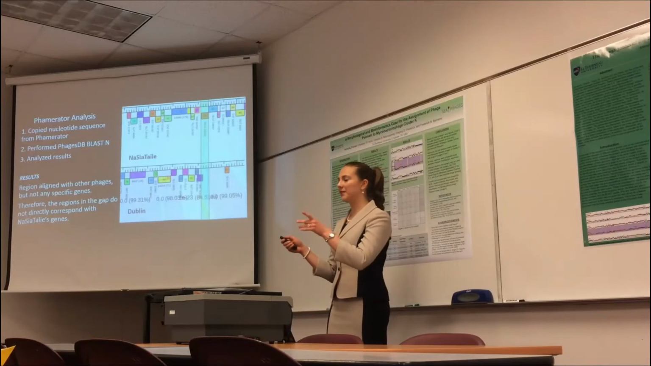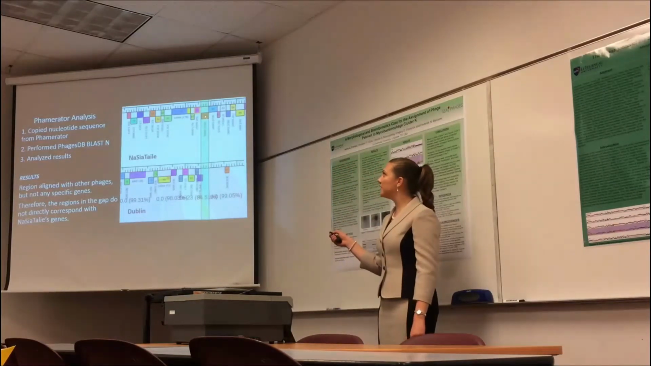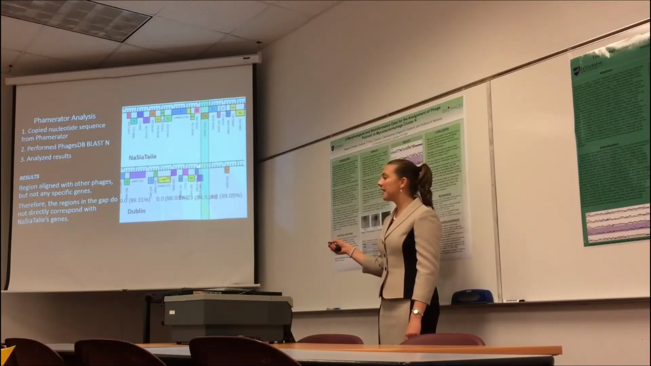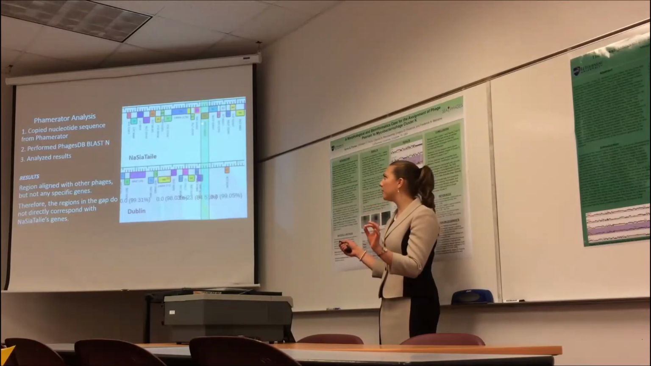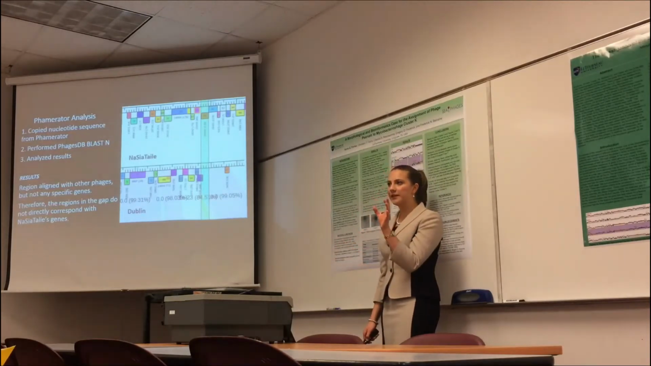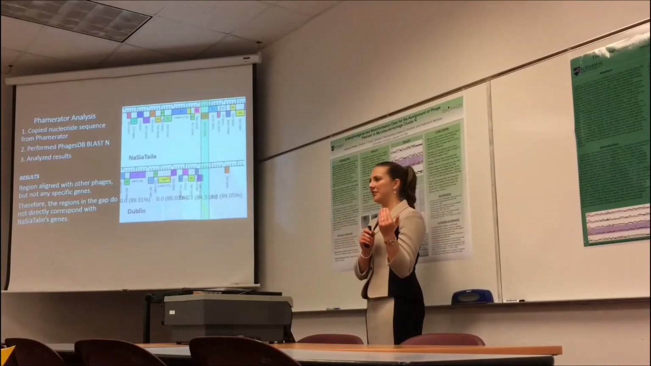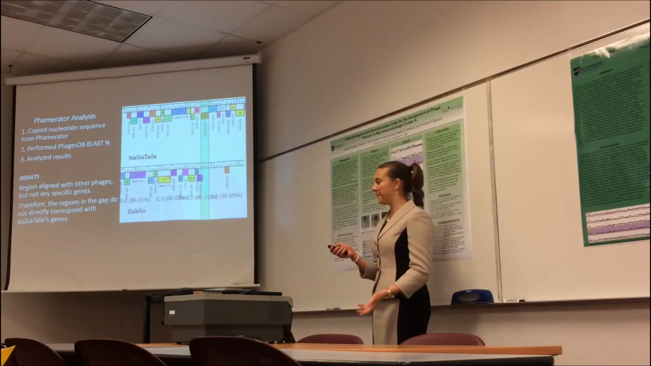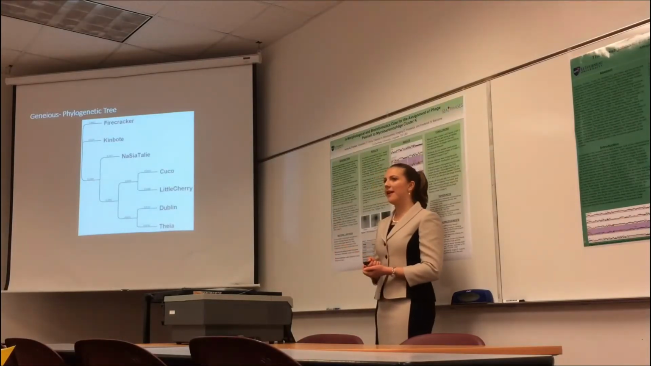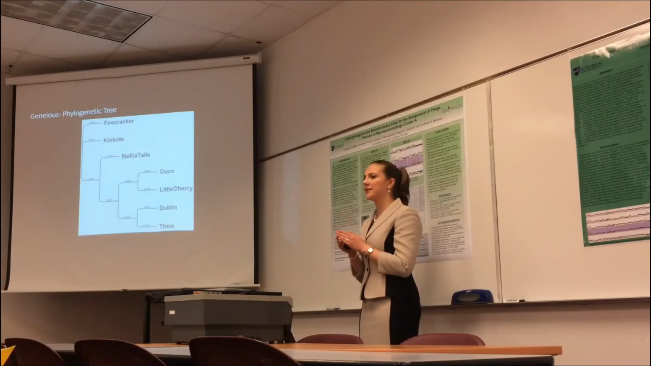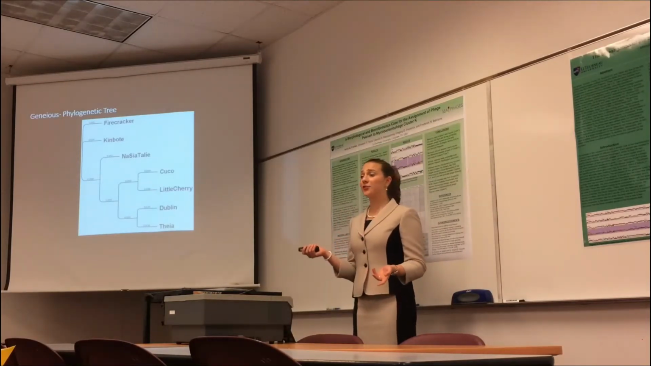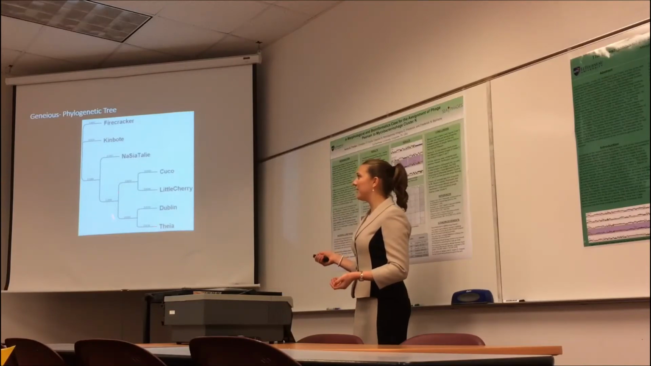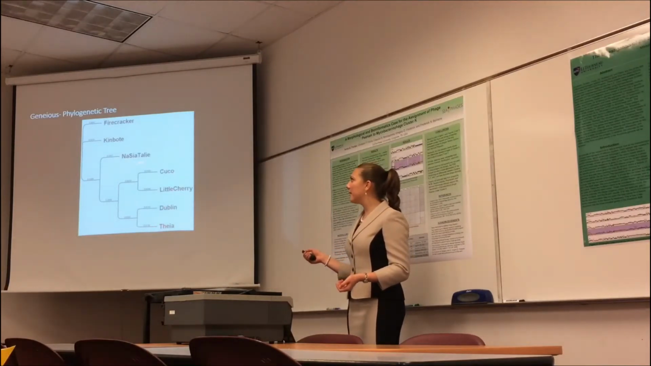So we went back to FAMRater, and for all of these different areas where they overlapped, we highlighted the sequence, and this gave us the nucleotide sequence for both Nasiatali and Dublin. We took the nucleotide sequence for Dublin and put it into PhagesDB BLAST-N to see if there were any potential transcripts. Again, not surprisingly, we did not find any. So at this point we asked ourselves, how closely are Dublin and Nasiatali actually related? This is the first phylogenetic tree that we created. We have A5 phages over here, Kugo, Little Cherry, Dublin, Thea. Then we have Nasiatali.